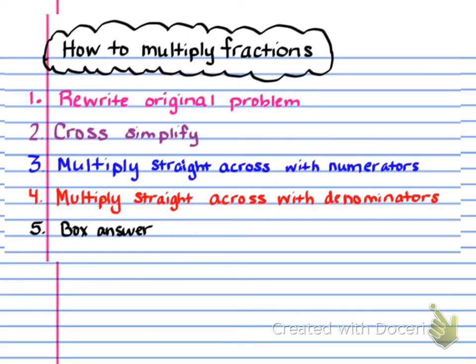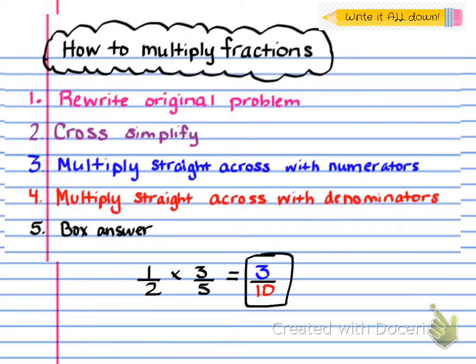So right here, we're just going to write the quick 5 steps that are going to be involved with multiplying fractions. So you want to rewrite the original problem, cross-simplify, which I know you don't know how to do just yet. Then you're going to multiply straight across with the numerators, straight across with the denominators, and then put a box around your answer. So it's pretty simple. Let's go ahead and go over some of the basics of cross-simplifying first. Actually, we'll look at 1/2 times 3/5. And so we get 1 times 3 equals 3, and 2 times 5 equals 10. Then we box our answer.